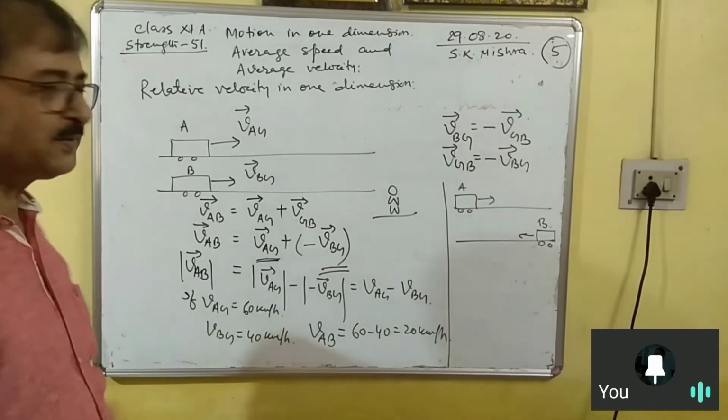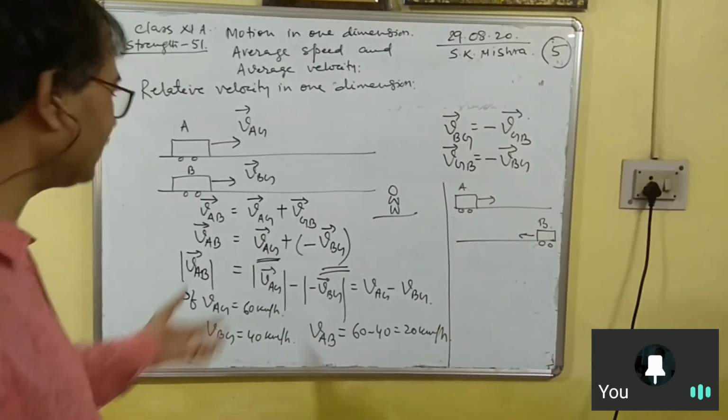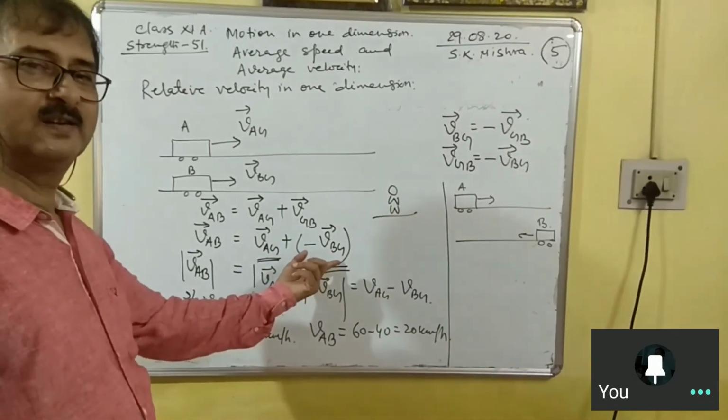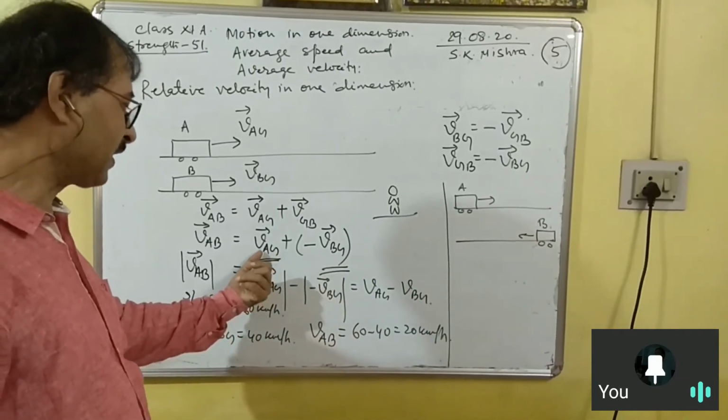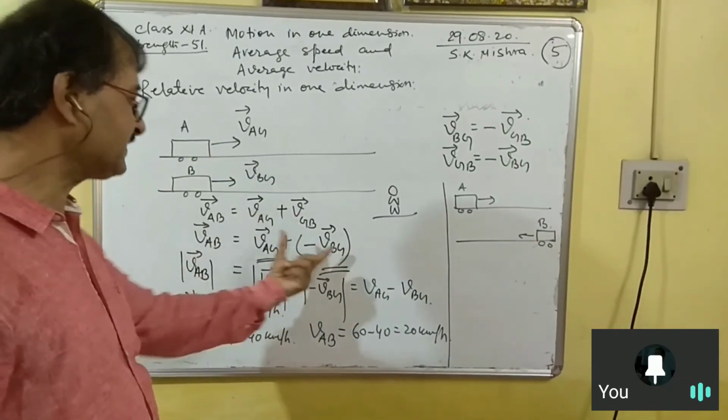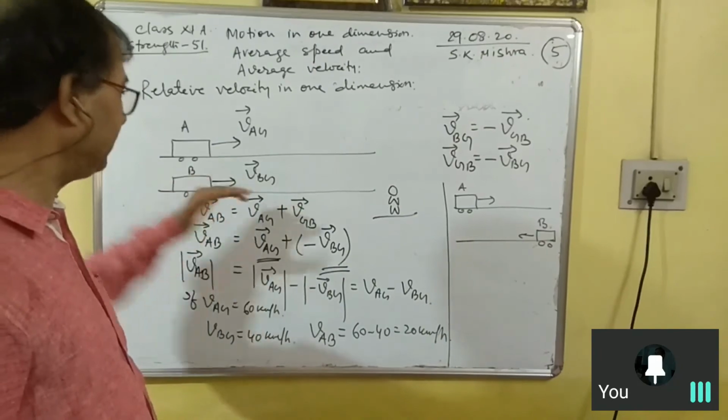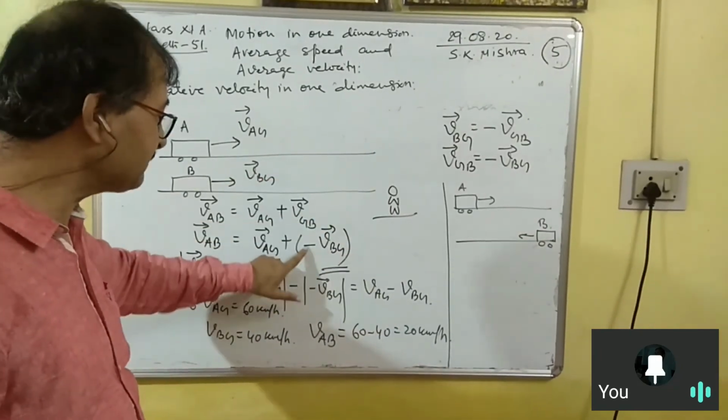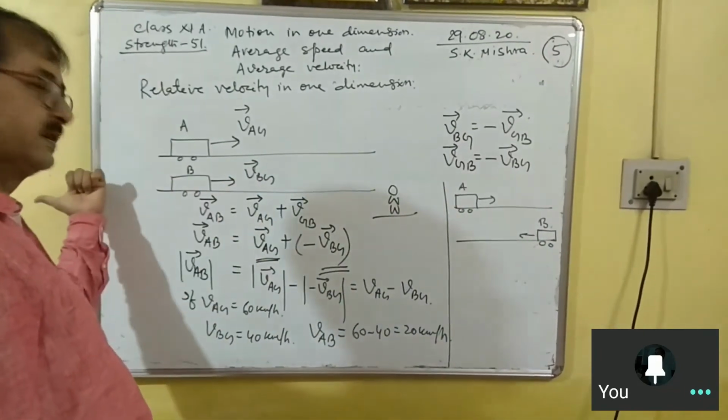So relative velocity is nothing but the resultant of two vectors. This is one of the vectors, this is another vector. So VBG is towards the right. So what is minus VBG? Towards the left.